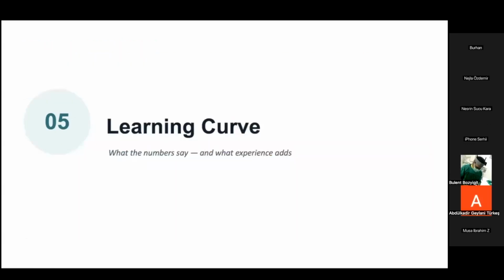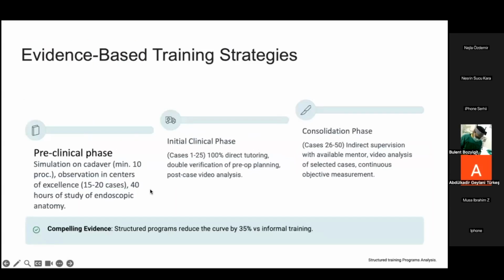And for that, it's very important to understand the learning curve. There are 3 phases in UBE. The preclinical phase: if you don't take a fellowship, you need at least a lot of cadaver workshops, courses, lectures, and at least 10 procedures on cadaver, observe at least 20 cases in centers or with an expert, and have 40 hours of endoscopic anatomy to advance to the clinical phase. There you are 100% with a tutor with you.